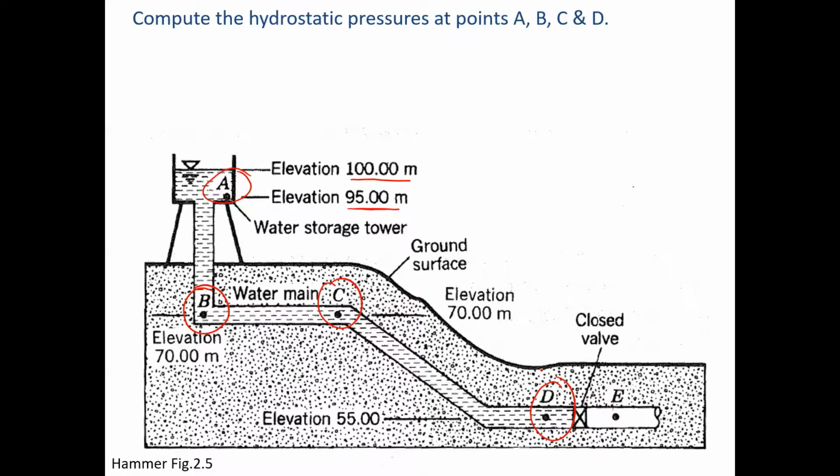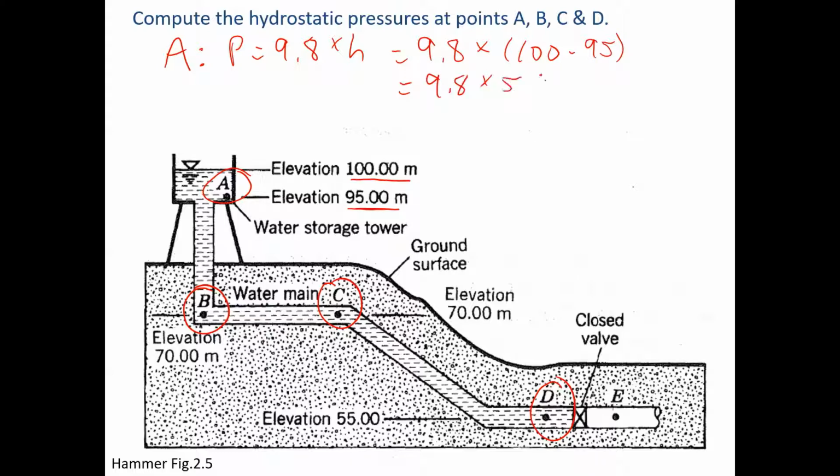So for A, let me just go down. Okay, so let's do A, right? Don't forget our formula. Pressure equals 9.8 times height. So that's 9.8, and if you take a look, the height is, of course, 100 minus 95 meters. So A is going to be 9.8 times 5, and punch that in my calculator, and I get 47.5. Is that right? Did I punch my... No, I got 49, sorry. I felt like I punched a number wrong. 49 kilopascals. Okay, there we go.